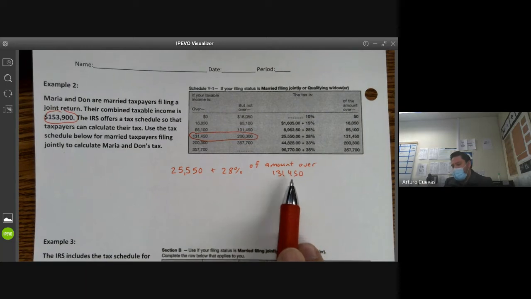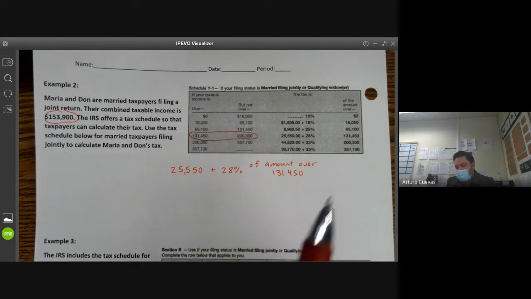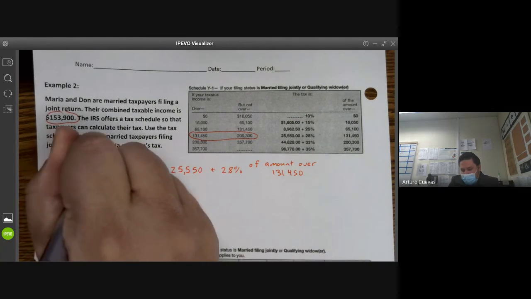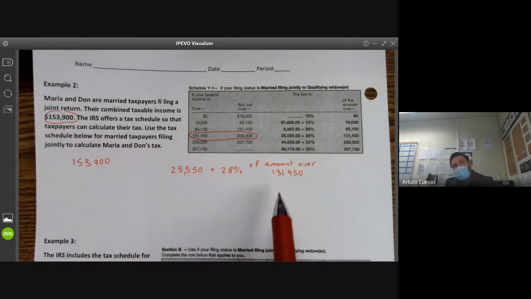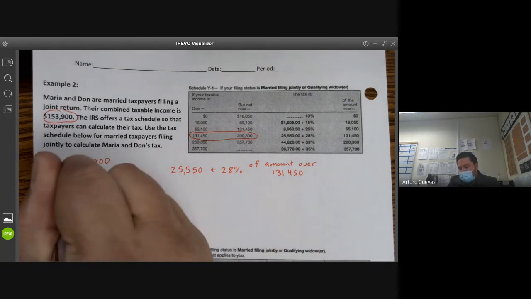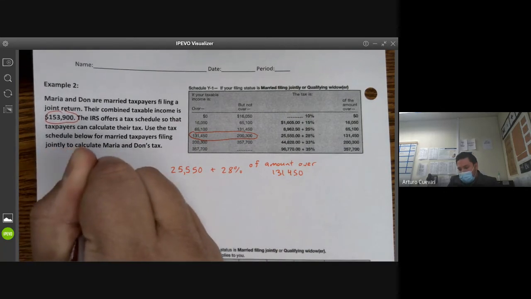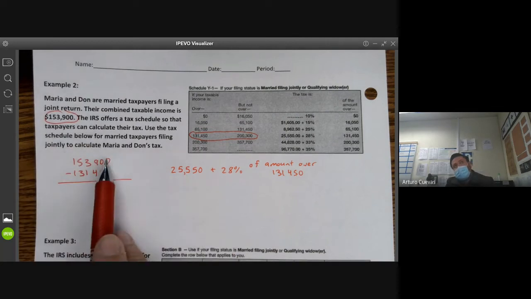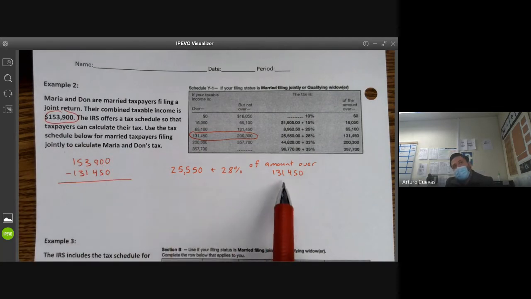So let's figure out how much money we made over 131,450. If we made 153,900 and we want to figure out how much we made beyond this, what do we do? How much extra money did I make after this? Add, subtract, multiply, or divide? Subtract. So I have to take what I made and subtract this number to figure out how much extra I made. Okay.